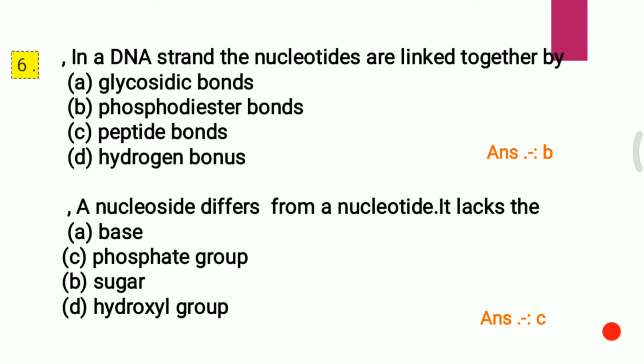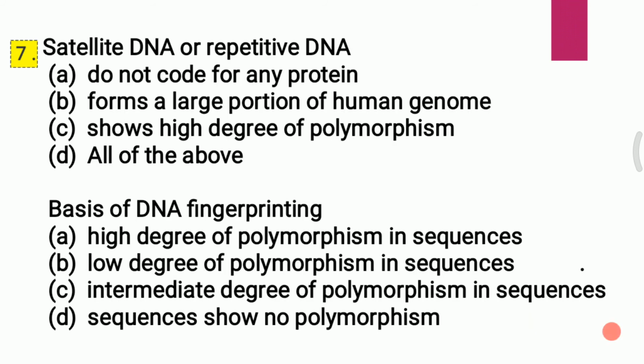Satellite DNA or repetitive DNA: A. Does not code for any protein, B. Forms a large portion of human genome, C. Shows high degree of polymorphism, D. All of the above. Satellite DNA or repetitive DNA? Answer for this question is D, that is all of the above. That is, does not code for any protein, forms a large portion of human genome, and shows high degree of polymorphism.